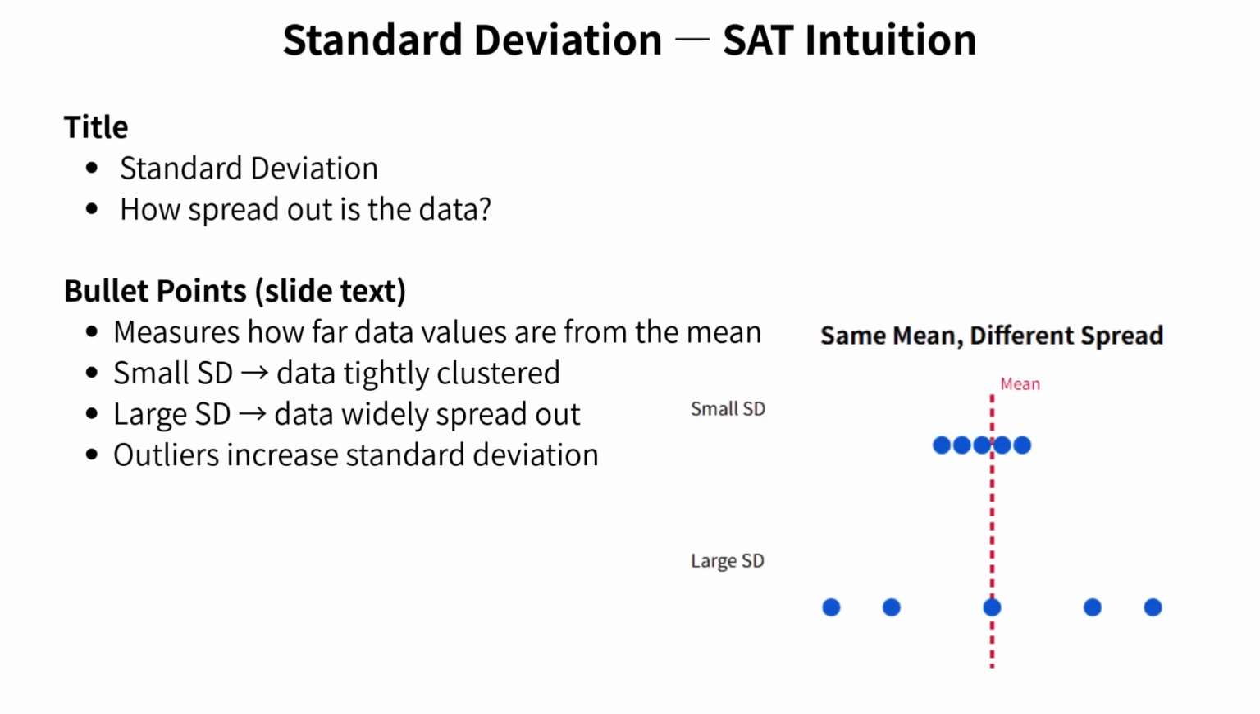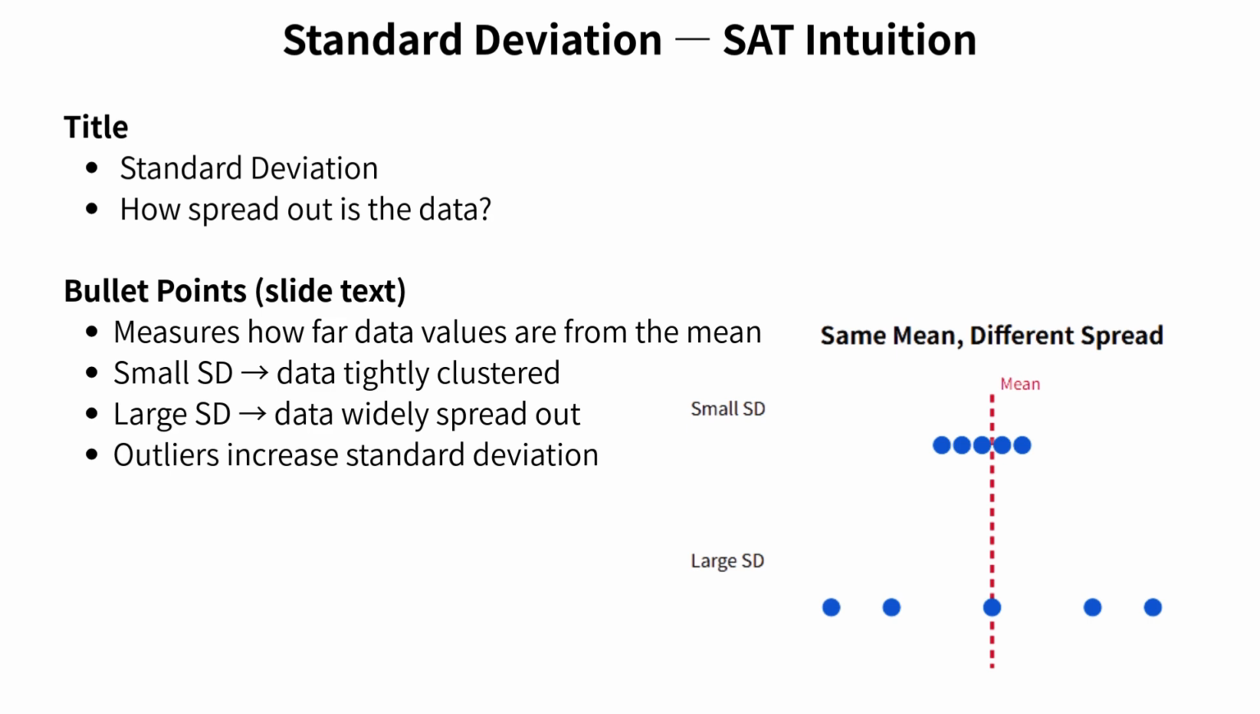Standard deviation describes how spread out data values are from the mean. It does not describe where the center is, but how far values typically fall from that center. Look at the two datasets shown here. Both datasets have the same mean, located at the same position. At first glance, they may appear similar, but this impression is misleading.